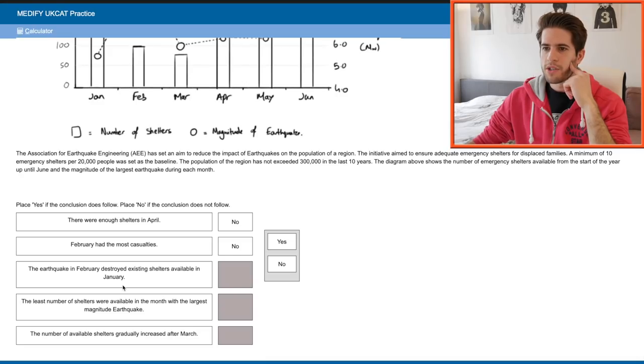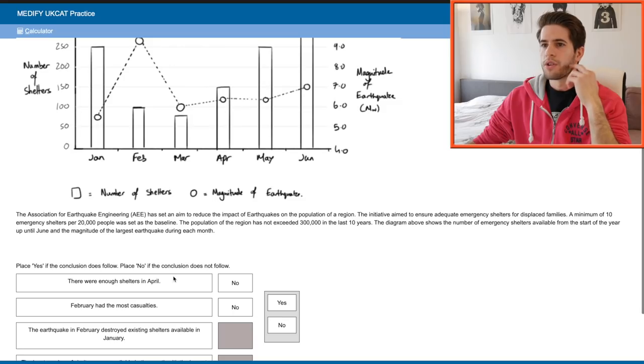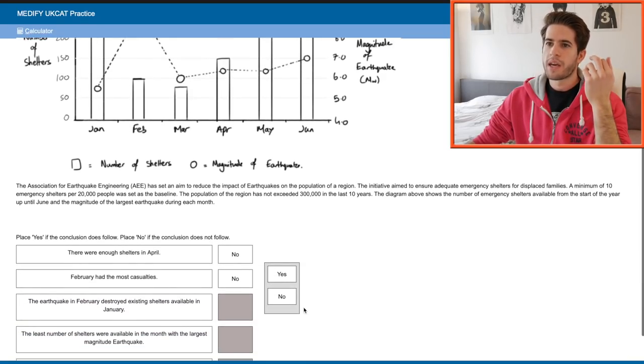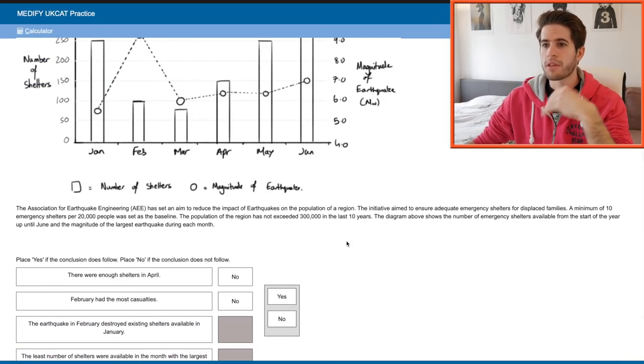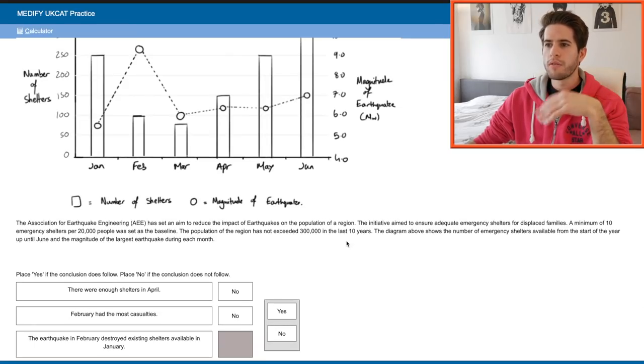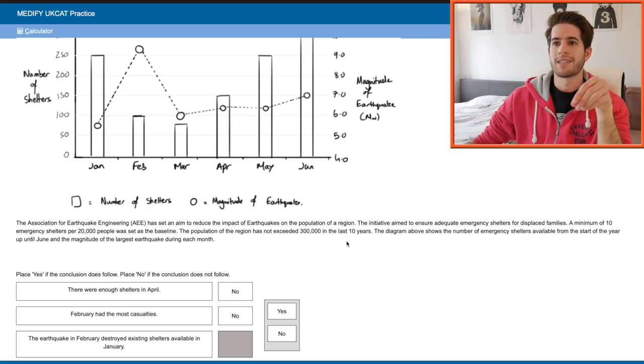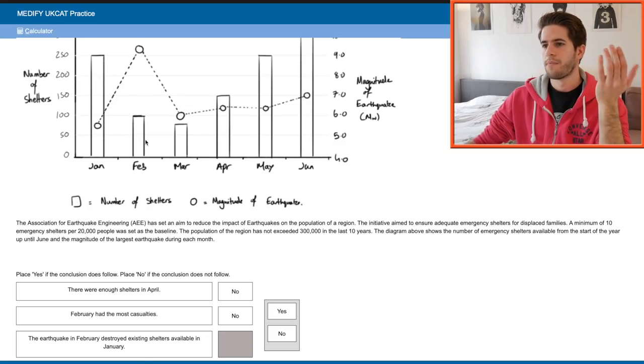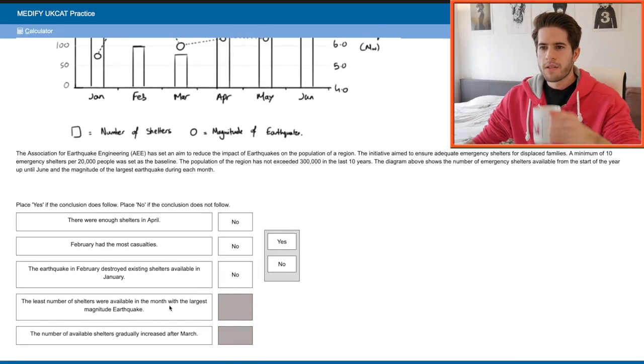The earthquake in February destroyed existing shelters available in January. Again, we don't know that. It could be the case that some shelters were taken down. It could be the case that some shelters were moved to outside of this region. We don't know that it's the earthquake in January that led to this decrease in the number of shelters. So the conclusion does not follow.